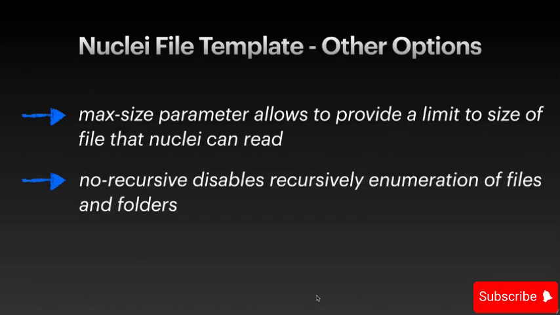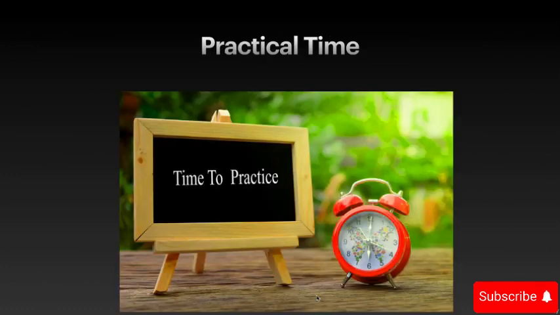There are some other options that you can use while running a file-based template, which is max size, which allows you to provide a limit on the size of the file that Nuclei can read. If I don't want to read a file which is greater than 5 MB, you can specify that as well. No recursive disables recursive enumeration of files and folders inside multiple directories. So it is practical time, and let's see how you can use this.